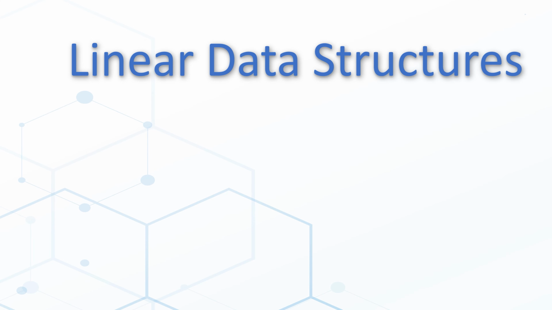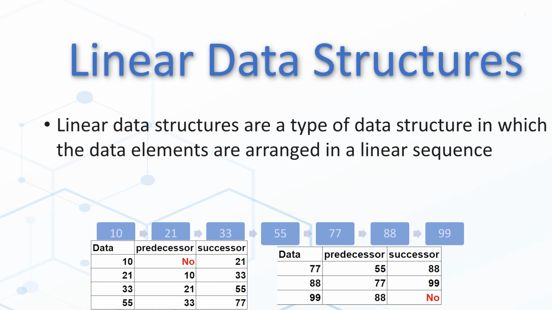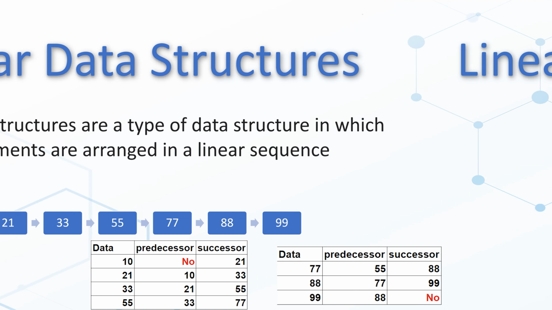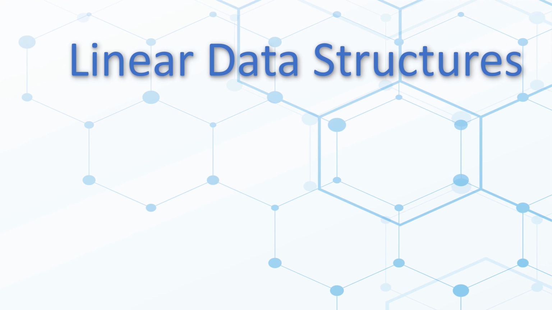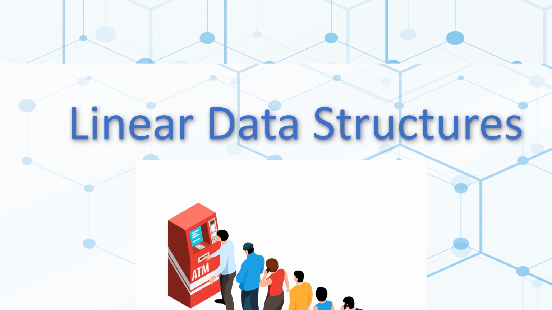Coming to linear data structures: linear data structures are the type of data structures in which data elements are arranged in linear form. This means that each element has a predecessor and a successor, except for the first and last element. This is shown in the example on the screen.